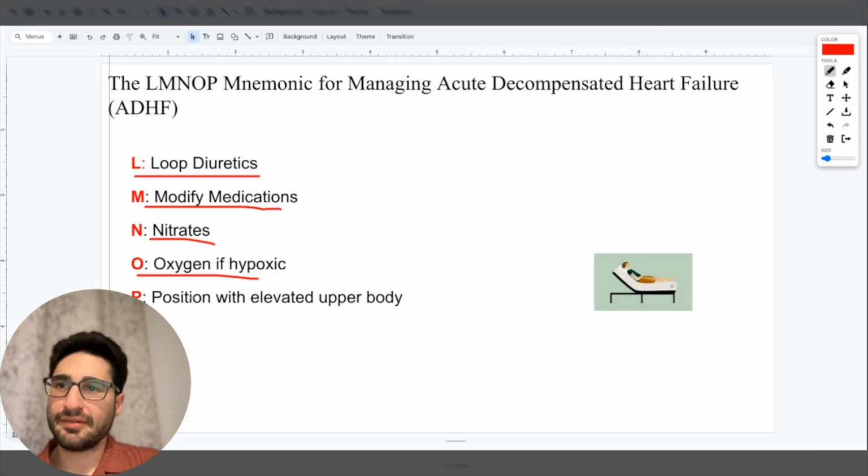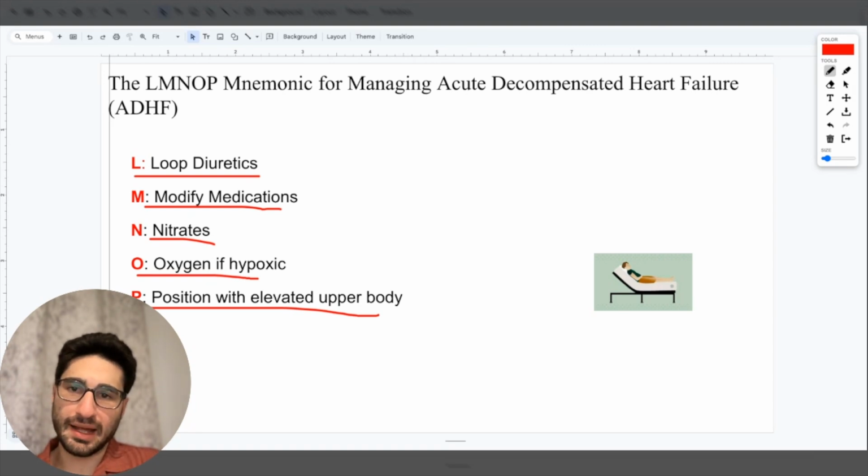And finally, we have the P, and the P is going to be for positioning. So if we position the patients upright, that is going to reduce venous return to the heart. So as I have in this image, if the patient is elevated, if their body is elevated, the gravity is going to cause blood to pool in the legs, and so there's going to be less blood flowing back to the heart, which is going to relieve the pulmonary congestion.